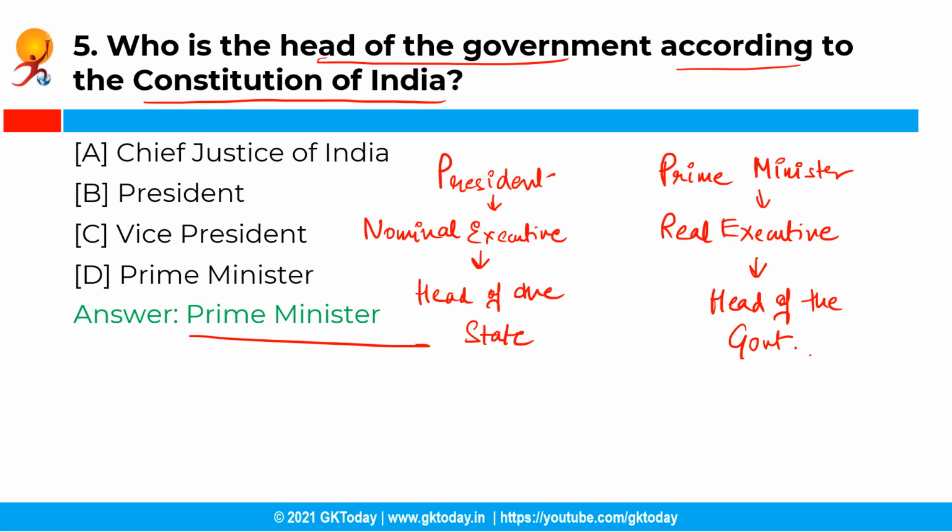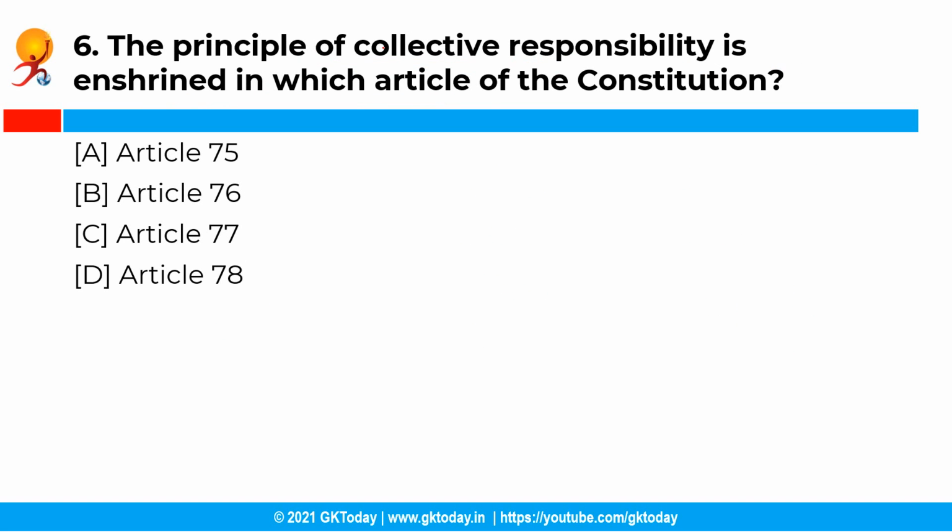The next question is, the principle of collective responsibility is enshrined in which article of the Constitution? Now you have the following options, different articles, and the correct answer is option A, that is Article 75. The Council of Ministers are collectively responsible to the Parliament in general and to the Lok Sabha in particular according to the Article 75 of the Indian Constitution. They act as a team and swim and sink together.